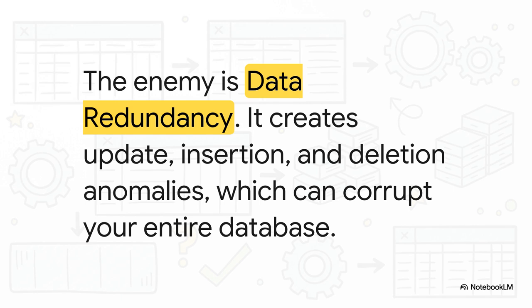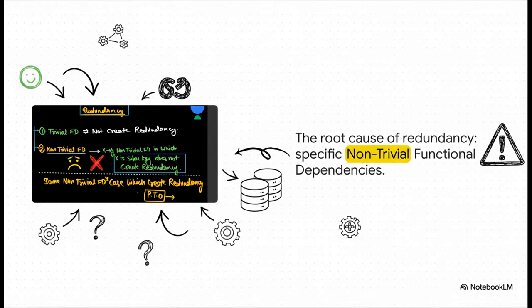I mean, think about it. If you have the same bit of info in 10 different places and you miss updating just one of them, boom. Your data is now inconsistent, unreliable, it's basically lying to you. So what's the technical culprit behind all this mess? It's something called a functional dependency. All that means is there's a rule in your data that says if you know column A, you automatically know column B. For example, if I know your employee ID, I know your name.